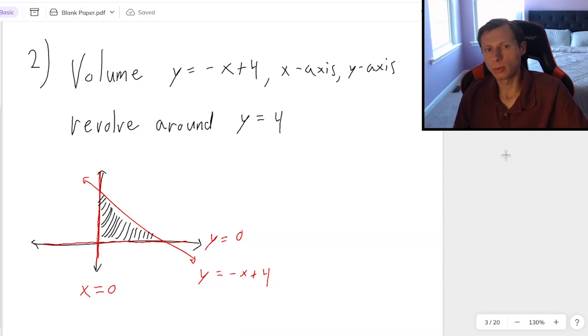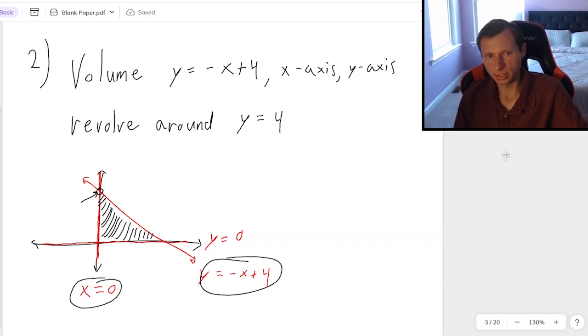Now, revolving around y equals 4, we need to know where 4 is. In other words, I need to know what that point is right there first. I need to know if it's on that line or above it. Doesn't matter that much, but I think it's helpful to know. If you want to know where that spot is, then all you got to do is set these two functions equal to each other. In other words, just plug in 0 for x. Y equals negative 0 plus 4. That's how I get the top value, which is going to be y equals 4.